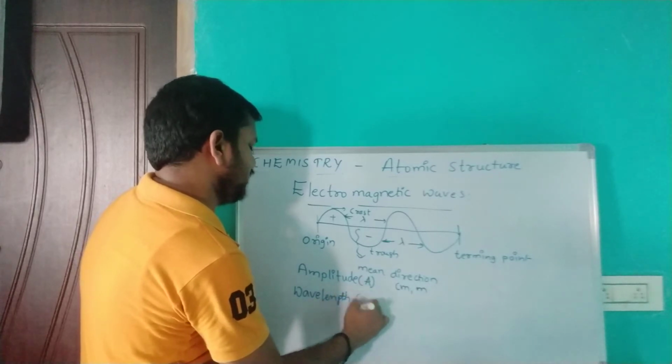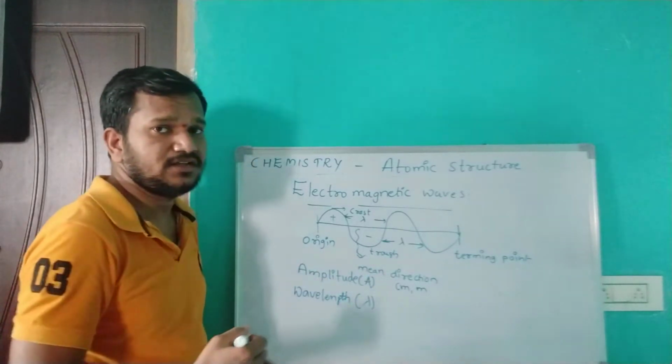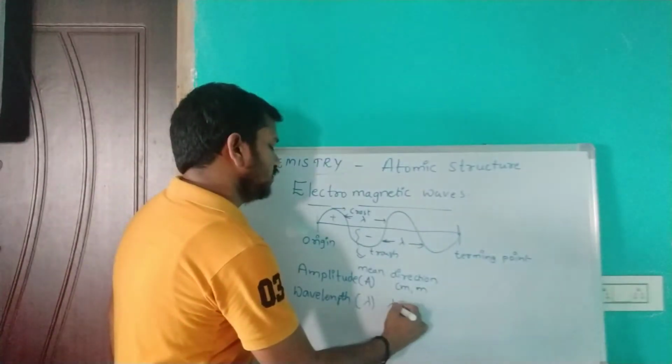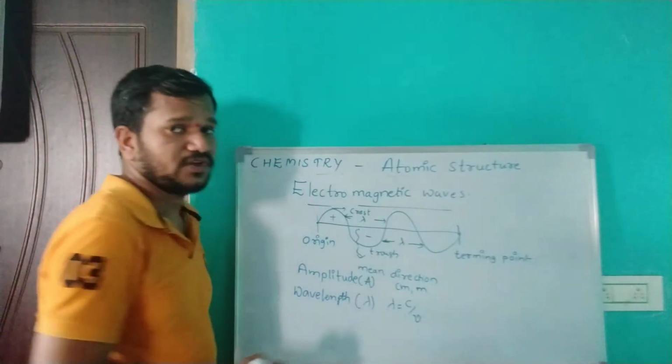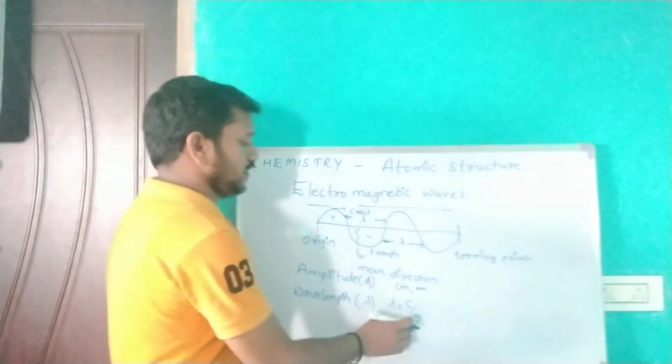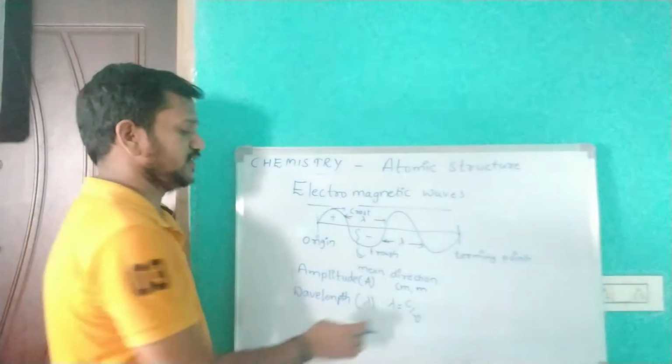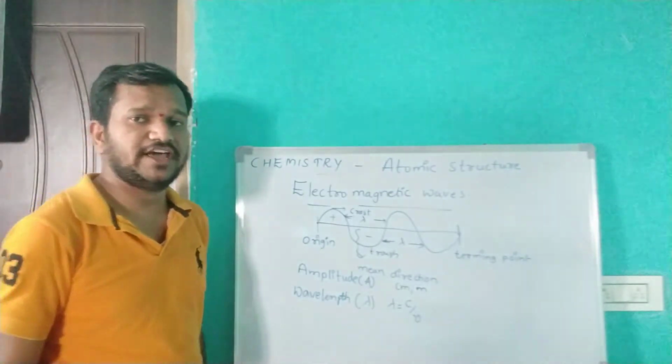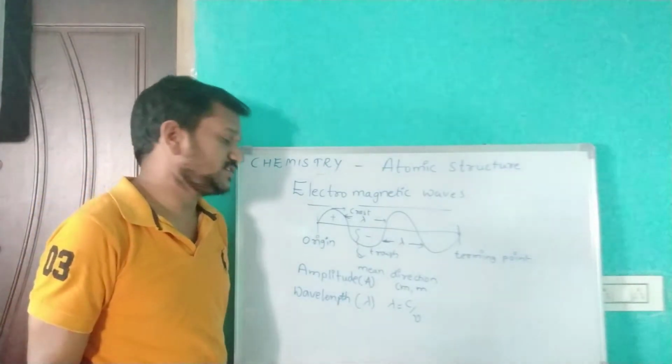Wavelength is represented by lambda. So lambda is equal to c by nu, where c stands for velocity of light and nu stands for frequency.